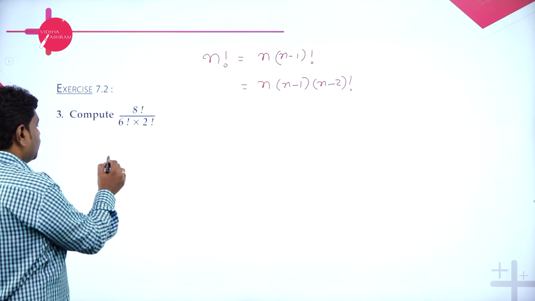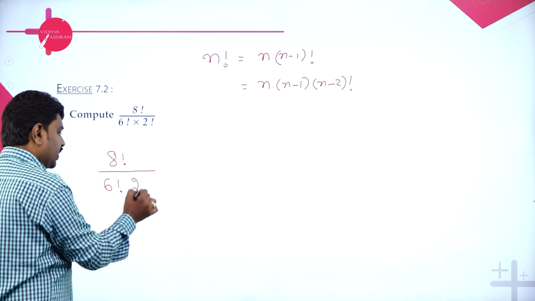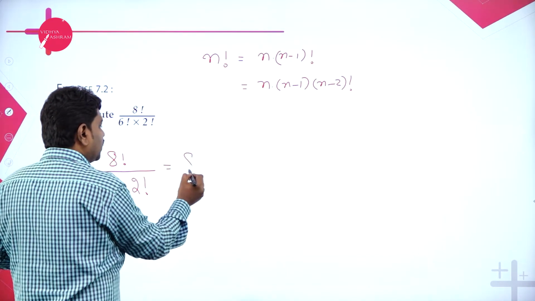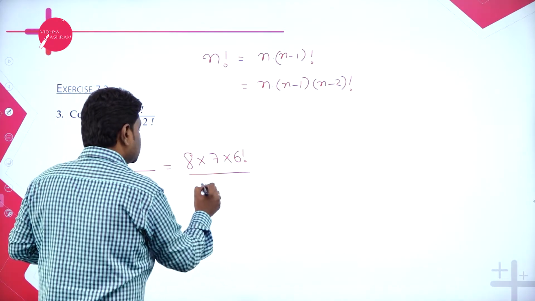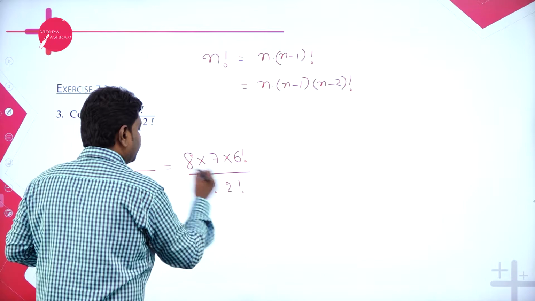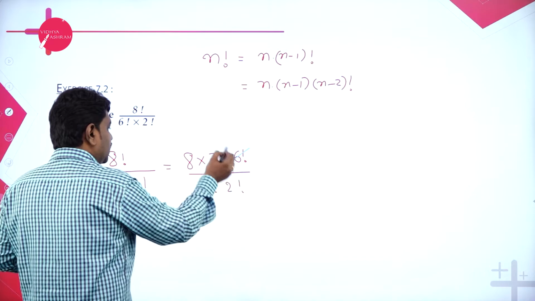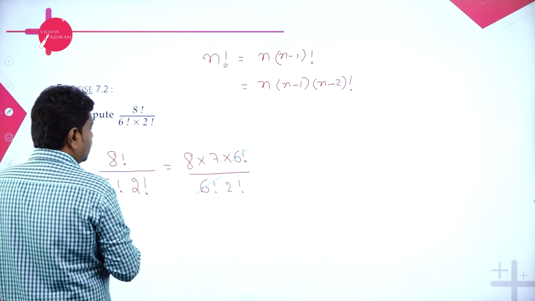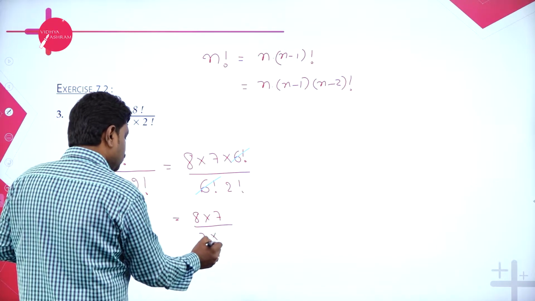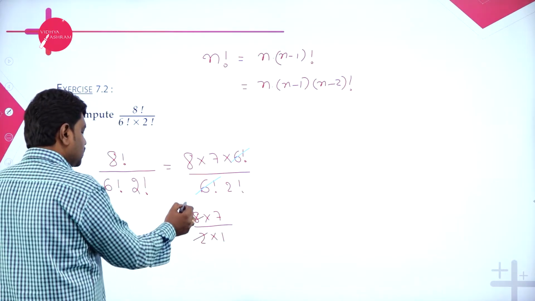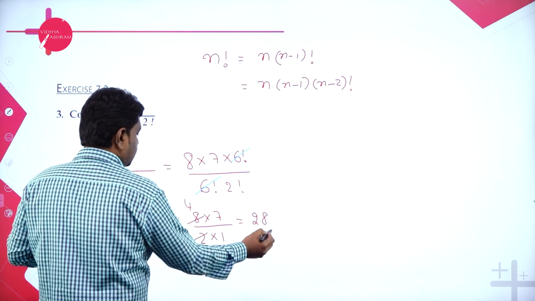Now I'll take the given problem, 8 factorial divided by 6 factorial into 2 factorial. Can I write 8 factorial as 8 into 7 into 6 factorial, divided by 6 factorial into 2 factorial? Now further I can cancel these two. 6 factorial cancels, and then we can write it as 8 into 7 by 2 factorial. You know 2 factorial is 2 into 1. Simplify this, 2 1s are 2, 2 4s are 8, so 7 4s are 28. So you got the answer.